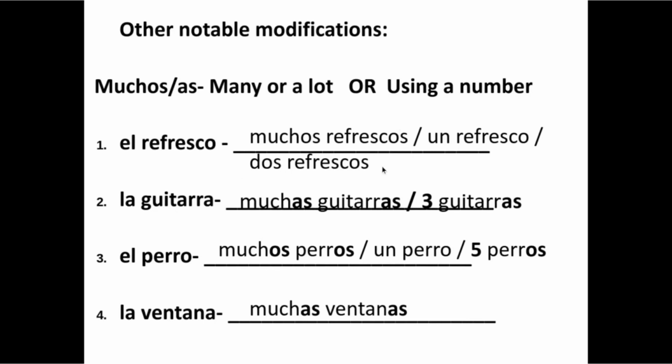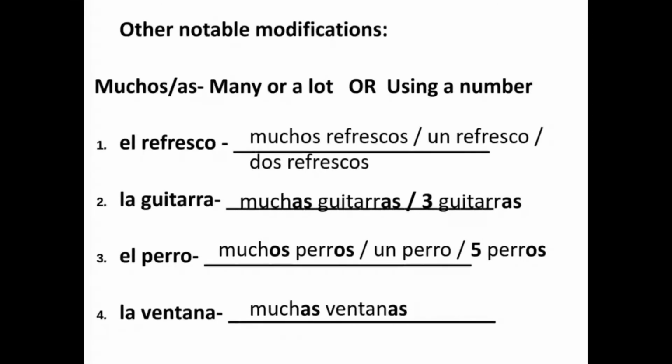Dos refrescos. We have la guitarra. And now we have many guitars. Muchas guitarras. Notice nothing is out of suit. La guitarra becomes las guitarras, becomes algunas guitarras, becomes muchas guitarras, becomes tres guitarras. But if it was one guitar, it would be una guitarra.